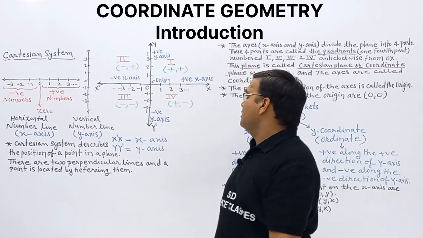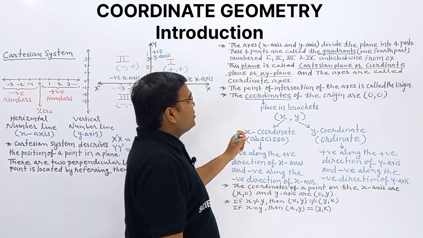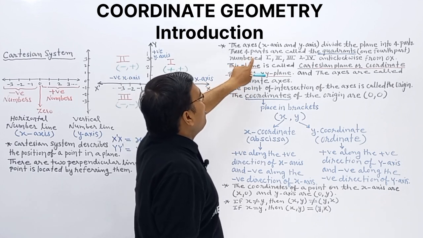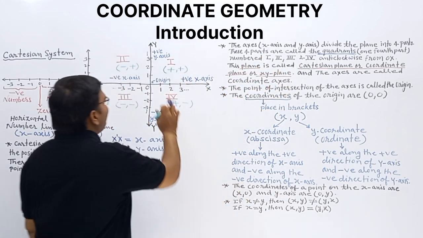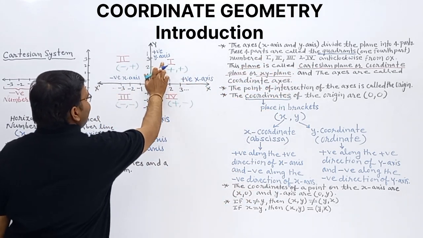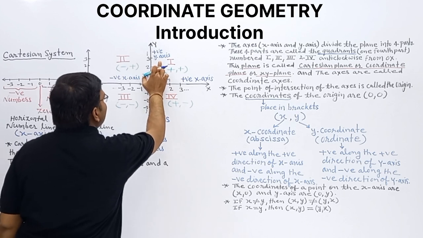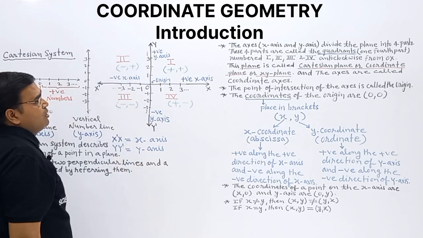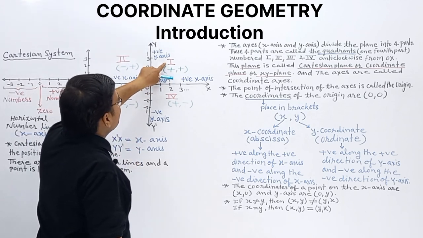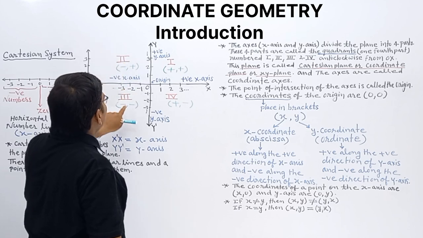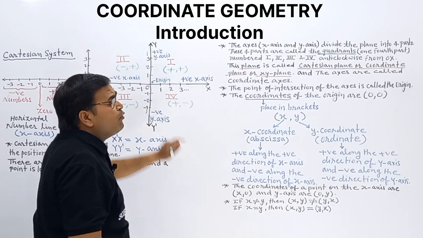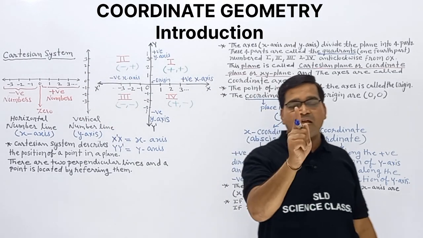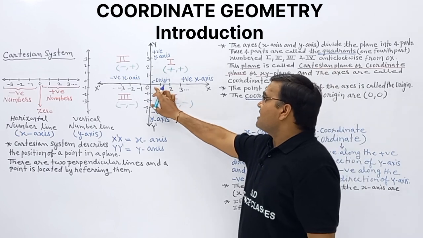Clear? Listen. And what are the names of these quadrants? We have four quadrants. This is the first quadrant. This is the second quadrant. We numbered them: first quadrant, second quadrant, third quadrant, and fourth quadrant. And how will we decide? We will decide the quadrants on the x-axis.